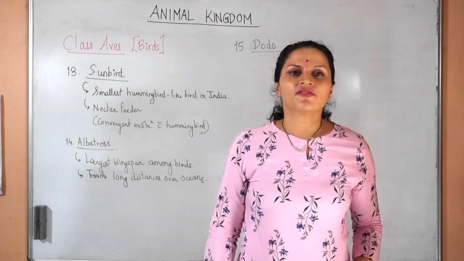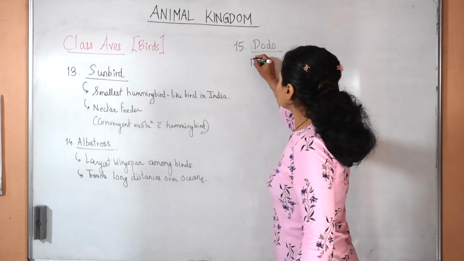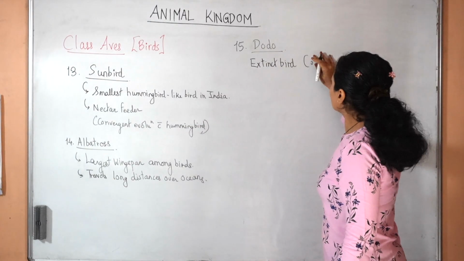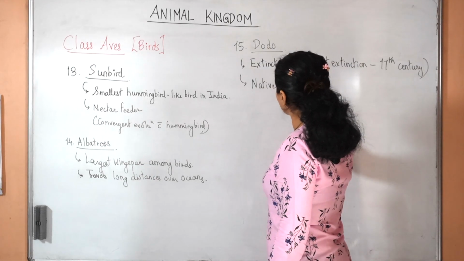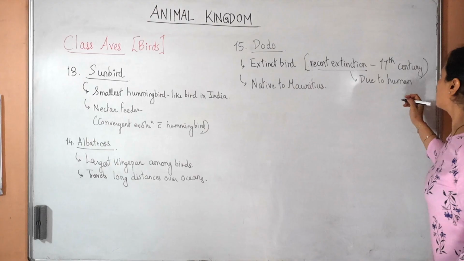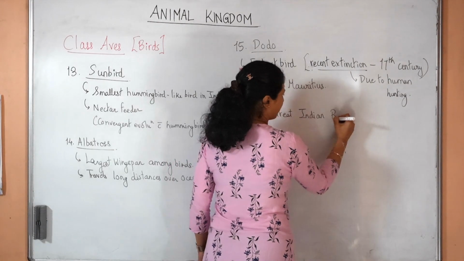It is an example of a very recent extinction. Its extinction happened in the 17th century. It is an extinct bird, an example of recent extinction, that is 17th century, native to Mauritius, became extinct due to human hunting. Next example, the great Indian bustard.